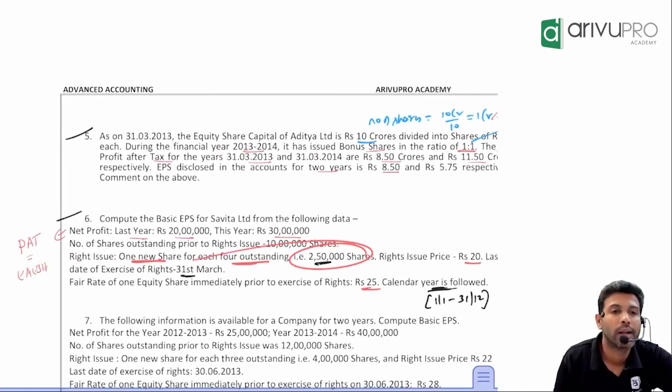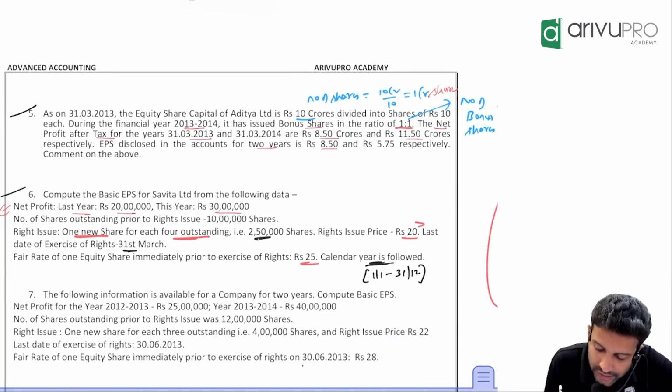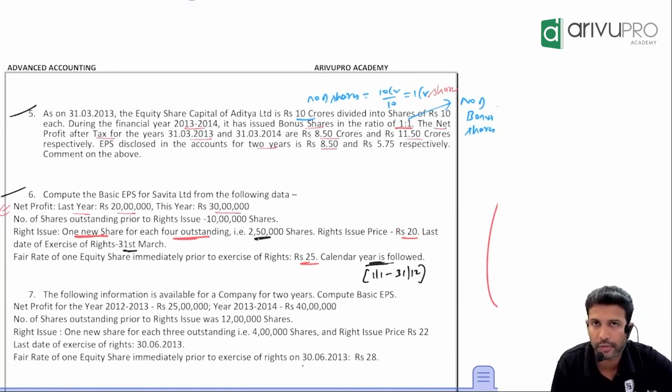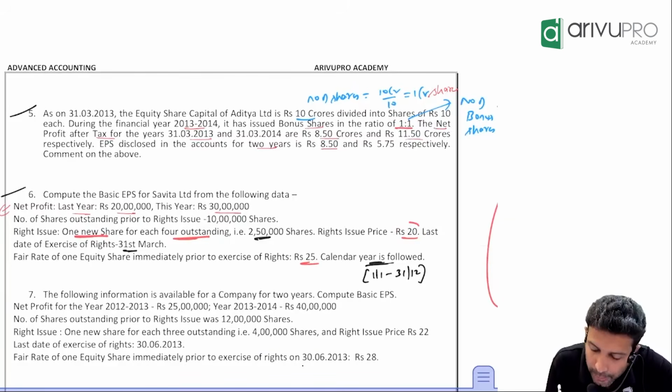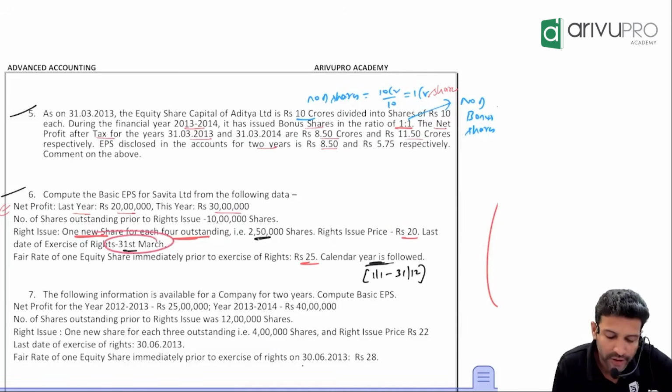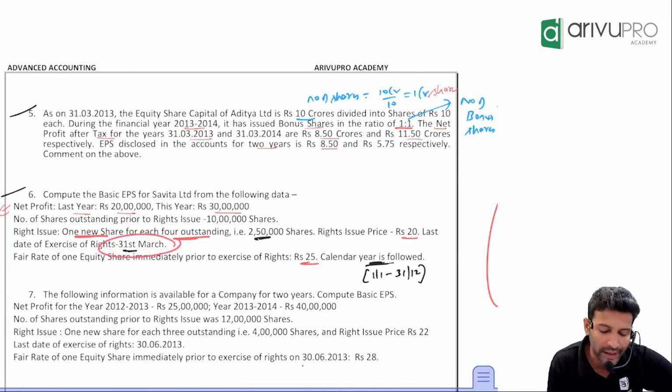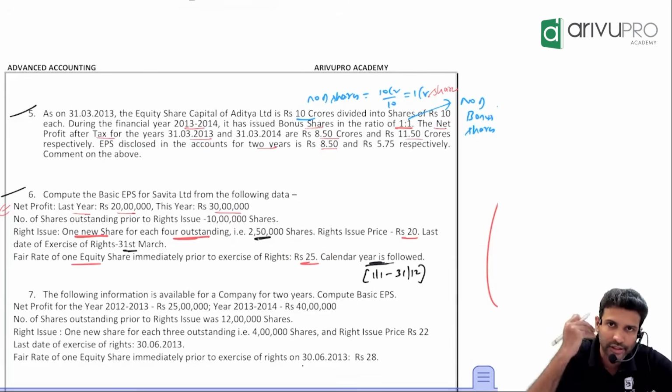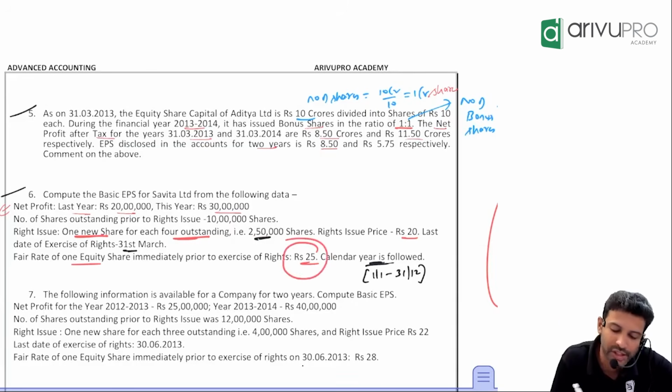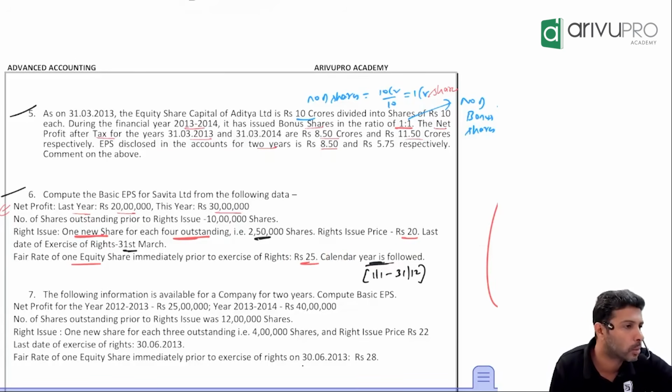That is 2,50,000. And what is the rights price? 20. If you want to buy 1 right share as a shareholder, how much you need to pay the company? 20 rupees. Last day for exercising the right is 31st March. If you want to buy the right shares as a shareholder, you'll have to buy it within what day? 31st March. That's the deadline. Fair rate of 1 share immediately prior to exercise of rights was 25. Before the rights issue, the market price or the fair price of 1 share was how much? 25. Calendar year is being followed. That means we are following January to December.